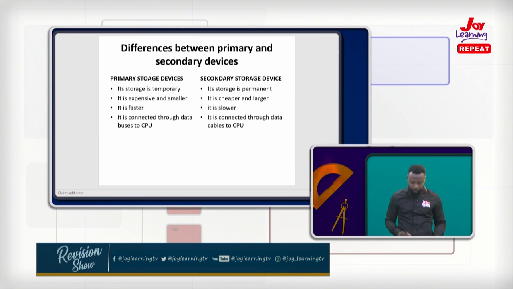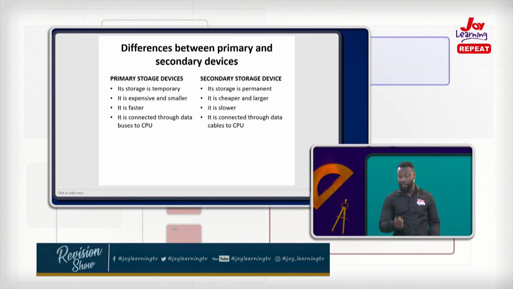Let me give you an example. When we talk about primary, we made mention of the RAM, which is easy to understand. We also have another one called the SSD. The SSD can stand for both primary and secondary because of its functions. So what it is being used for will determine where it will fall. But when we come to secondary, one clear example is the CD-ROM.